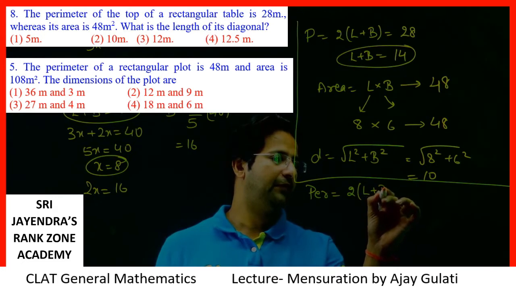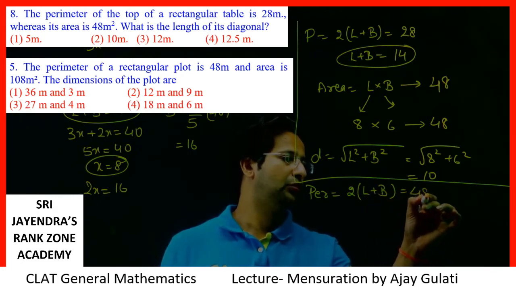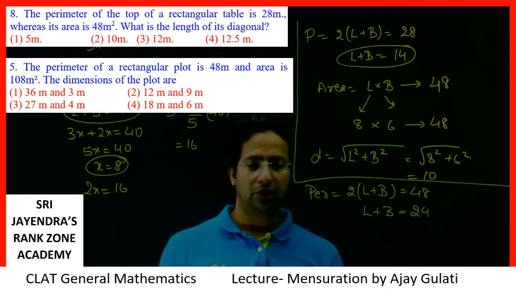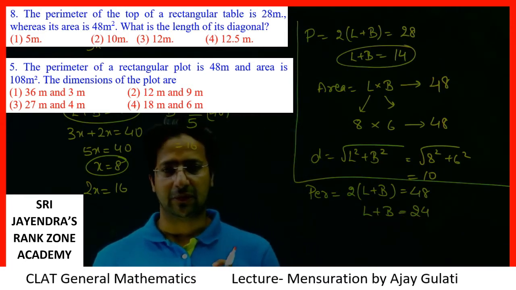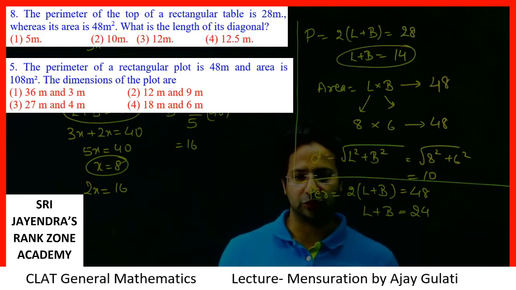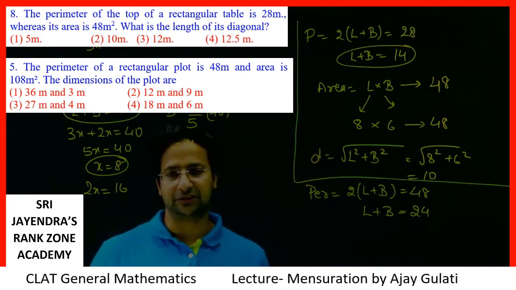Double of L plus B, this is equal to 48. So I can say L plus B is equal to 24. One thing, the sum of the length and breadth is 24. Now it is so easy to do this question. Just check it by options.